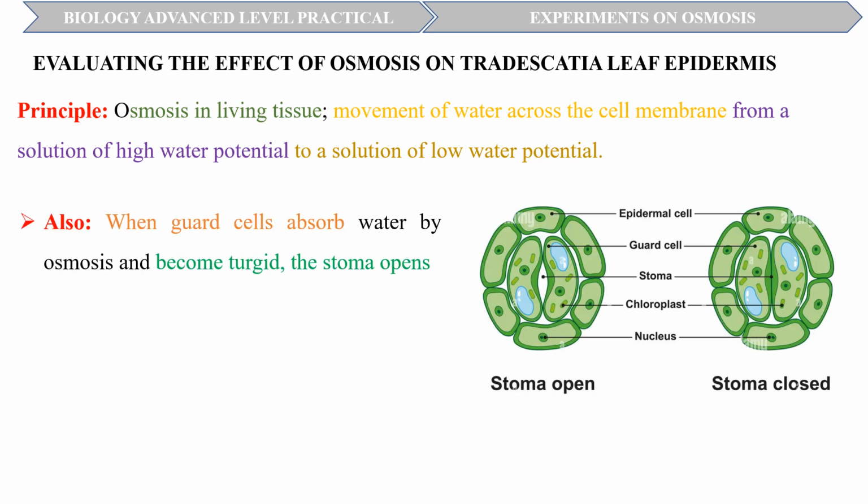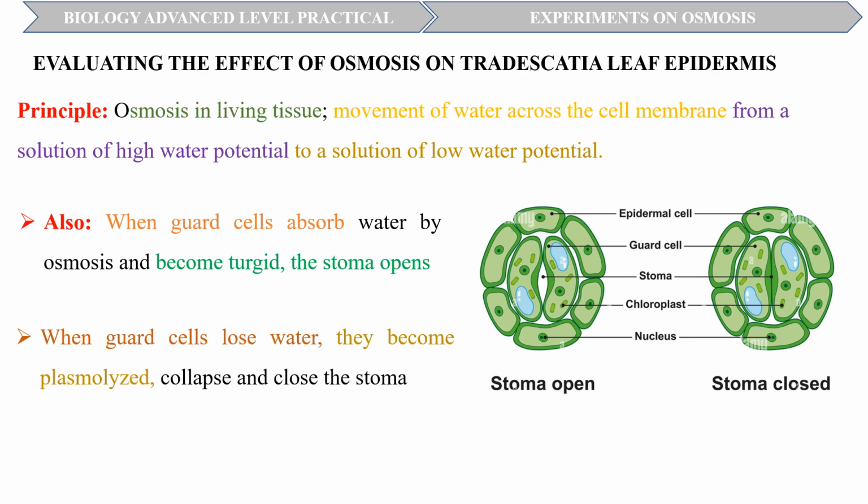The experiment is also based on the mechanism of opening and closing of stomata. When guard cells absorb water by osmosis and become turgid, the stoma opens. On the other hand, when guard cells lose water, they become plasmolyzed, collapse, and close the stoma. The vacuoles of tradescantia epidermal cells contain a pigment called anthocyanin, which makes osmosis visible through color changes.